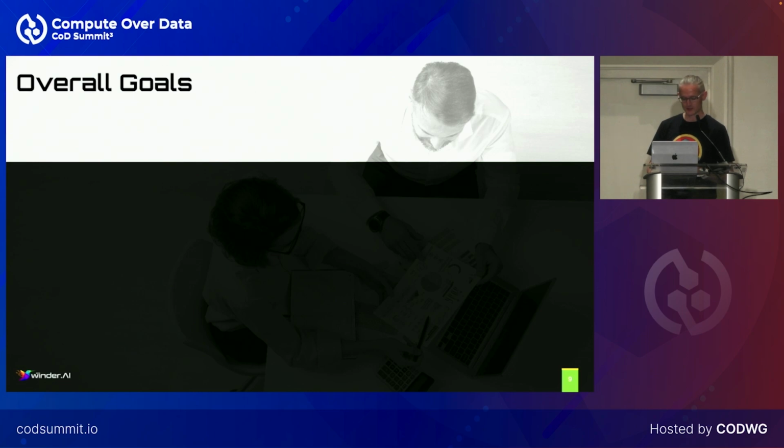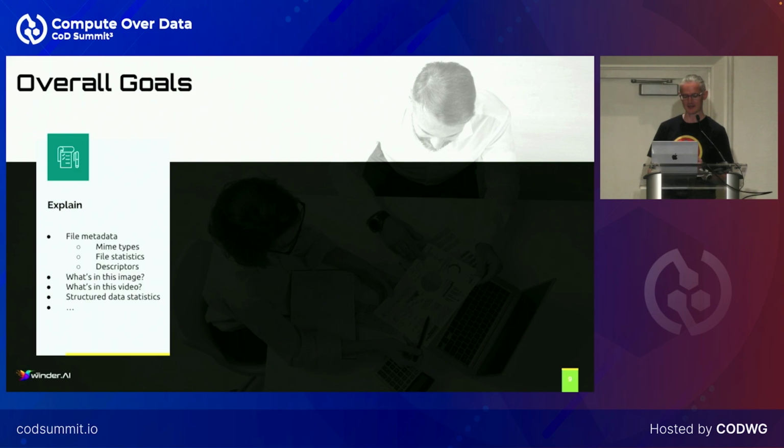Okay, so in terms of overall goals, that was the general concept, and then we started to think about, okay, how do we actually implement this? So the first goal was to attempt to explain the data that we're seeing in IPFS. We want to not only touch upon MIME types and things like that, we also want to describe what's in an image, what's in a video. If you've got a structured data set, can you provide summary statistics and other descriptive statistics about that data?